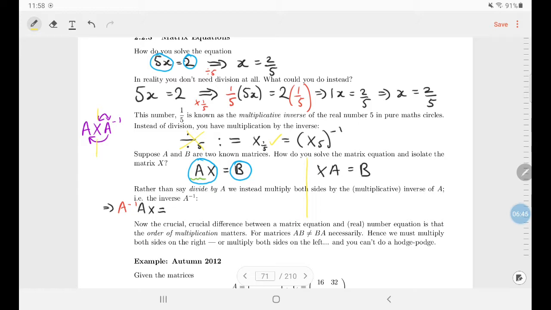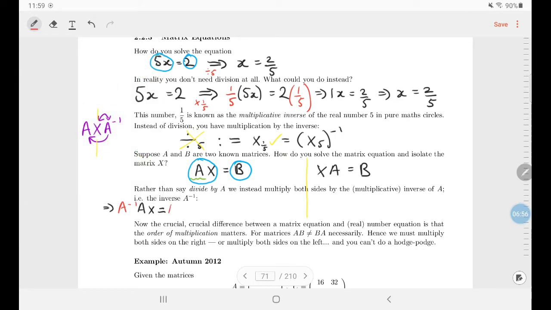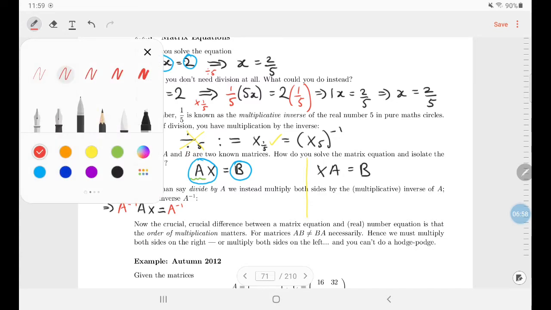Now, technically you could take Ax equal to B and multiply both sides by A inverse on the right, but you're not going to get rid of the A. You have to multiply by A inverse on the left. And if you multiply by A inverse on the left to Ax, you must multiply by A inverse on the left to B as well.